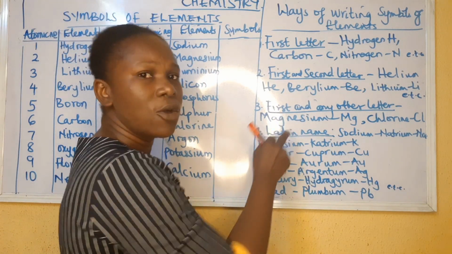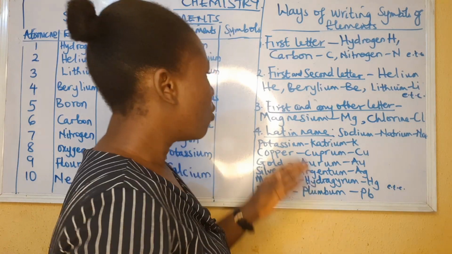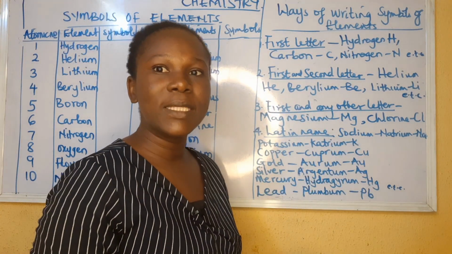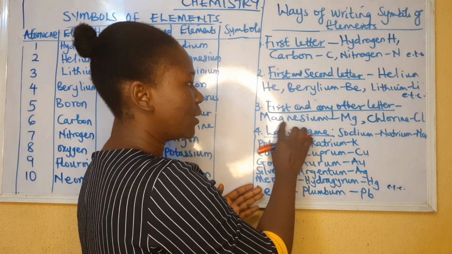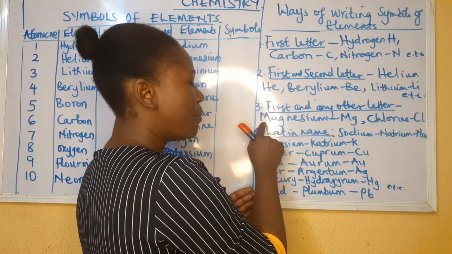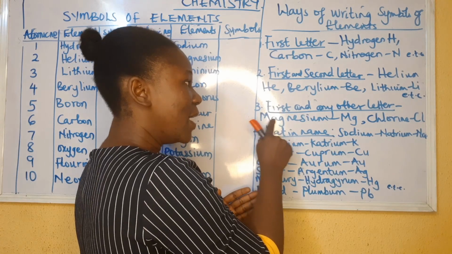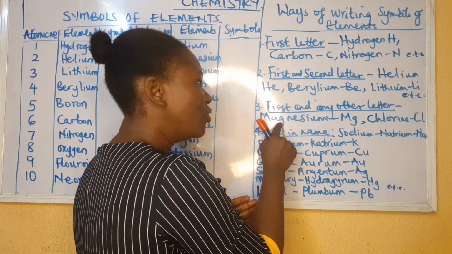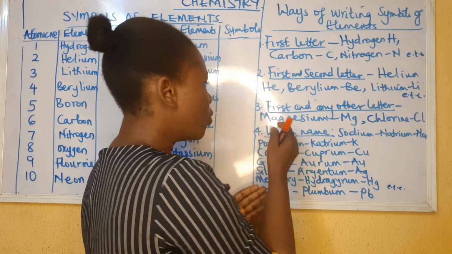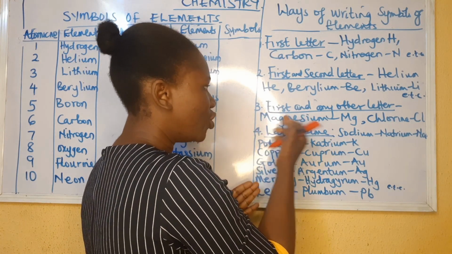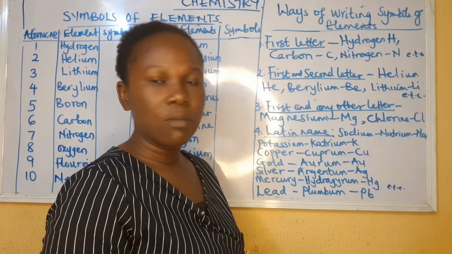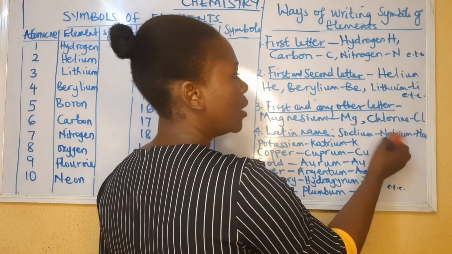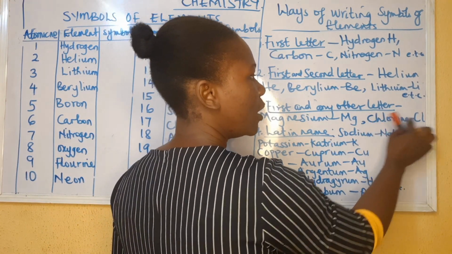So let's look at the third way of writing symbols of elements. We can use the first and any other letter of that element's name. Take a good look at magnesium, capital M, that's the first letter, and any other letter. So we are picking G. G was picked. So we use M and G. So you can see M in capital letter and then G is in small letter. We also have chlorine. C in capital letter, l in small letter.